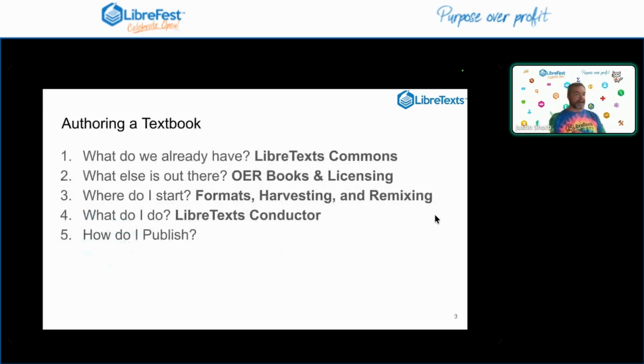All right, so we're going to start off with these 5 steps of authoring a textbook. First, you should always ask, what do we already have on LibreTexts? If there's some stuff out there that's just as good as what you would write, save yourself a lot of time by just reusing things that are already there. That's the point of OER, is you can revise it, reuse it, remix it, use it in different ways. It'll save you a lot of time. Perfection is the enemy of getting something done.